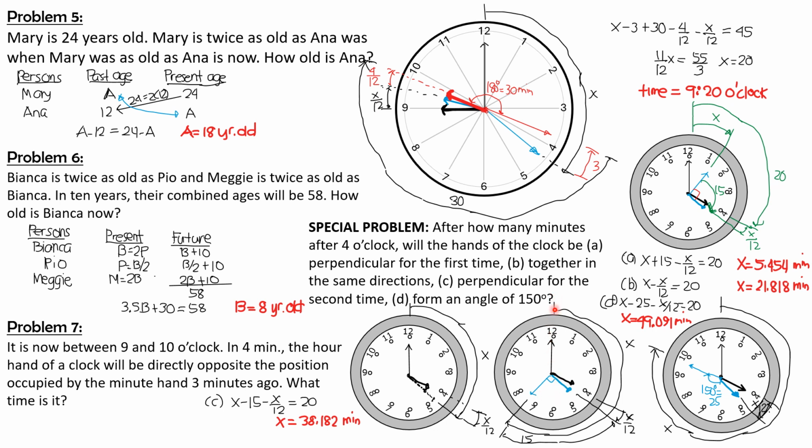So from the initial position of the minute hand to its final position, call that x. Initial position of the hour hand to its final position, x over 12. So from the figure, x, because 90 degrees is 15 minutes, so x minus 15, then minus x over 12, it terminates at 4 again, so equals 20 minutes. So x is 38.181818. So it is non-terminating repeating decimals, 38.182 minutes.